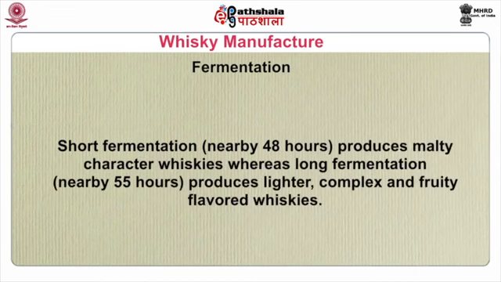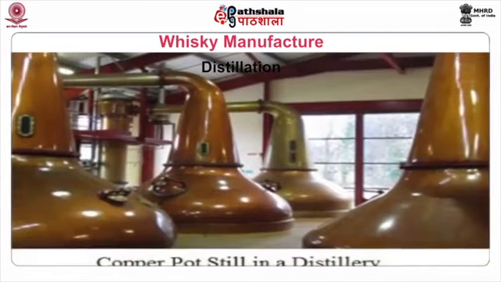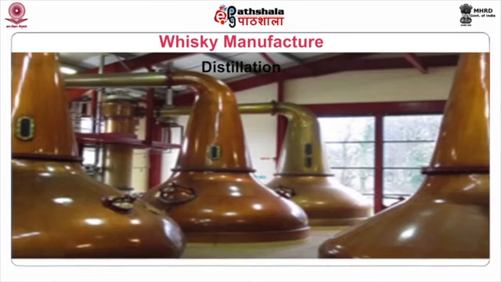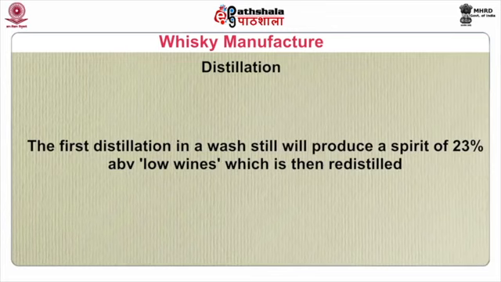Short fermentation of nearly 48 hours produces malty character whiskies, whereas long fermentation of nearly 55 hours produces lighter, complex and flavored whiskies. After fermentation, we go for distillation. The wash has an alcoholic strength of 8% alcohol by volume. This is then distilled twice in the pot stills. The first distillation in a wash still will produce spirit of 23% alcohol by volume, known as low wines, which is then redistilled. This time the distillate is divided into three: foreshoots, heart and faints. Only the heart is retained for maturation. The foreshoots and faints are recycled with the next batch of low wines.